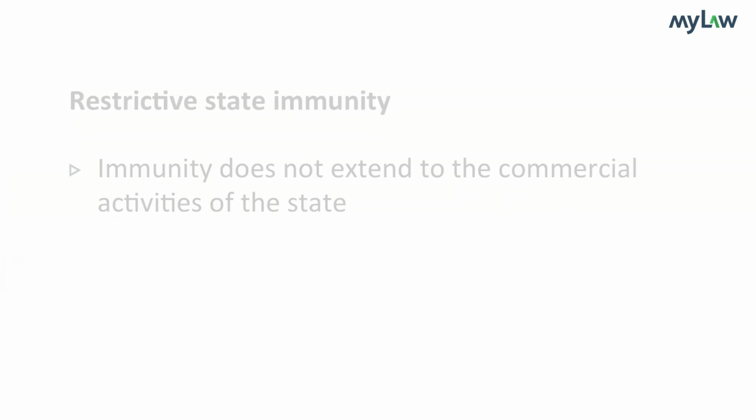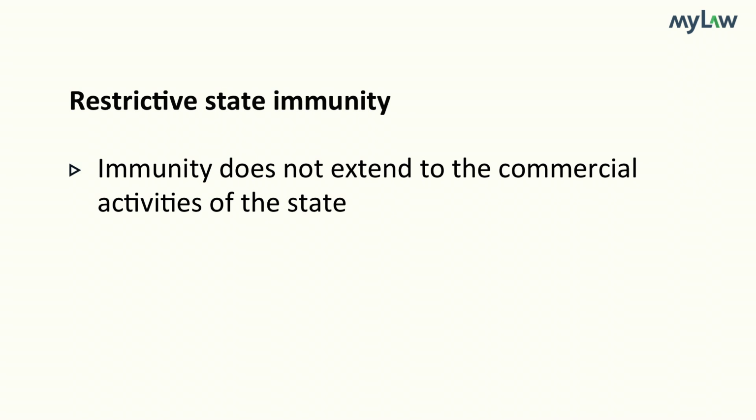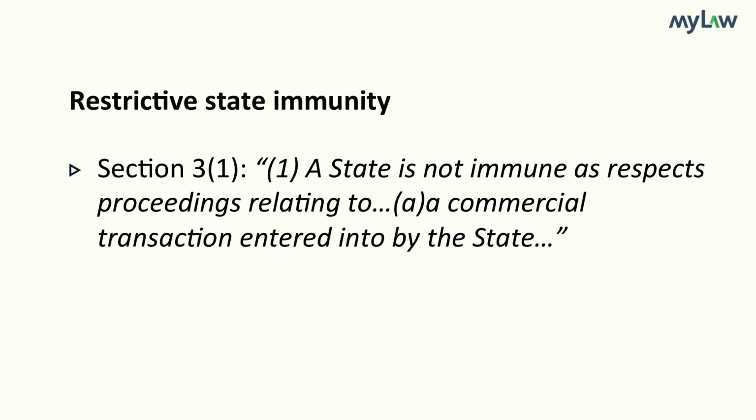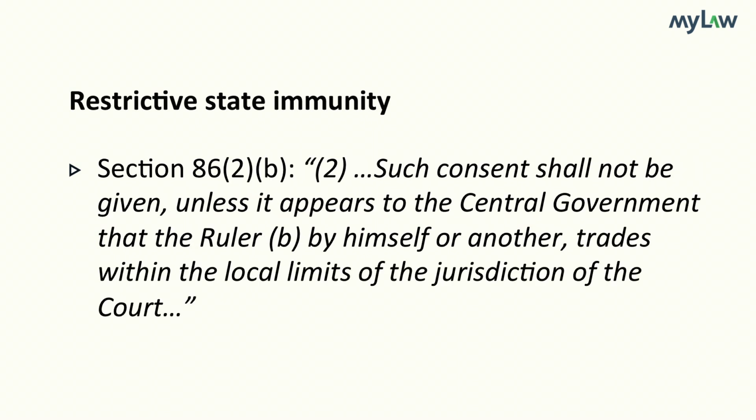Next, we need to look at the extent to which the doctrine of restricted state immunity is applied in Section 86. Under the restrictive rule of state immunity, a sovereign state is not immune in respect of the jurisdiction of courts for its commercial activities. In England, this is statutorily expressed in Section 3(1) of the State Immunity Act. If you look at Section 86 of the CPC, Condition B of Subclause 2, also seems to relate to this concept that immunity does not extend to commercial activities of the state. However, Section 86, unlike Section 3(1) of the State Immunity Act, does not contain a commercial activities exception. Subclause 2 only lists the conditions under which the central government may give consent.